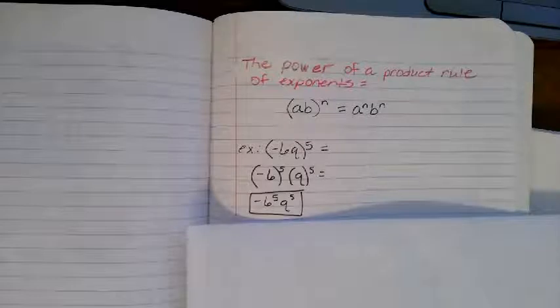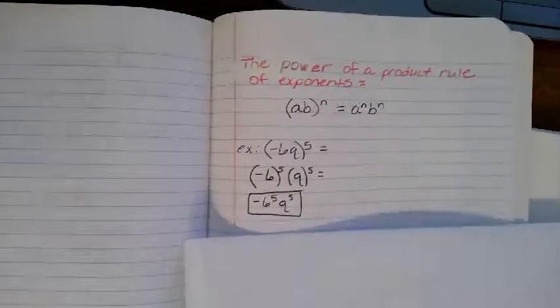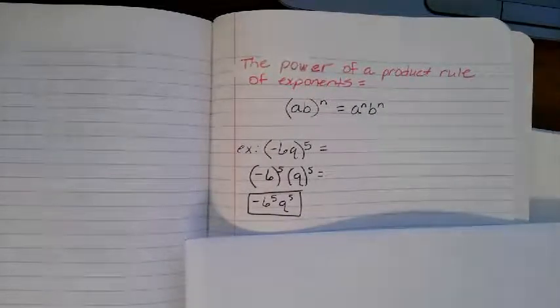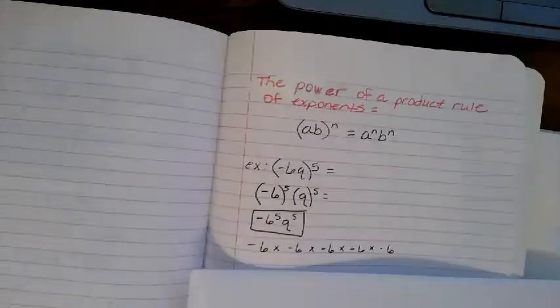Actually, on that one, I think what they're going to want us to do is, when it's a number raised to a power, they're going to want it to multiply that out. So you're going to do negative 6 times negative 6 times negative 6.